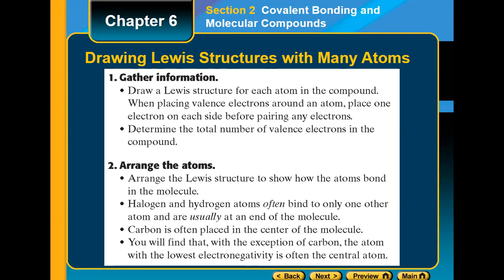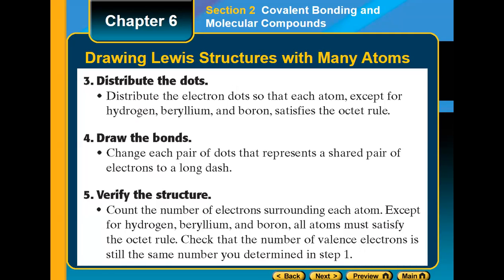That means they're just at one end of the molecule. Carbon is always the central atom of a molecule. You will find that the exceptions are carbon and atoms with lower electronegativity, which are often the central atom. That means we're always going to find the carbon in the middle, in most cases.